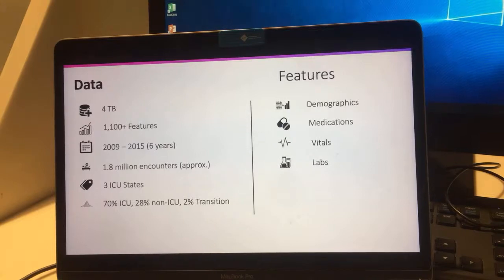And this is the distribution of the various states. 70% of the states are within the ICU, and a very small percentage corresponds to people being in transition.